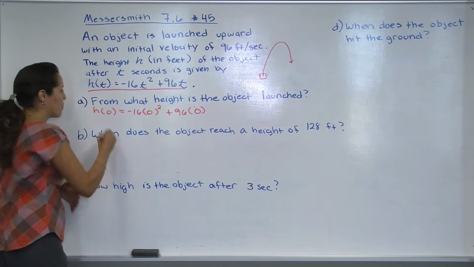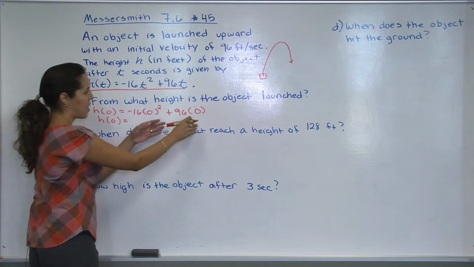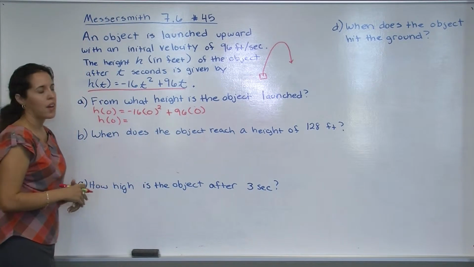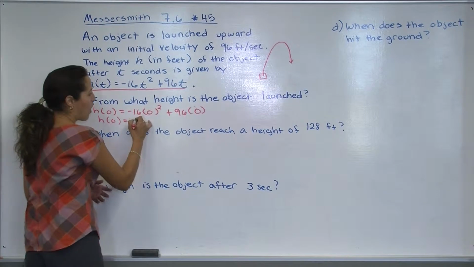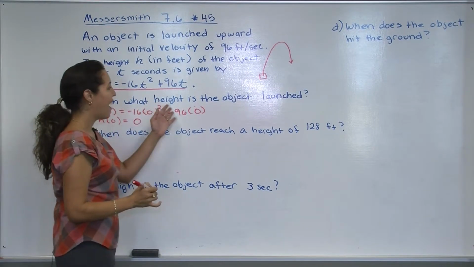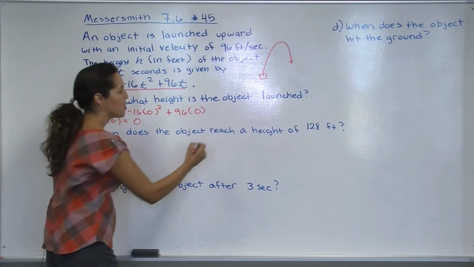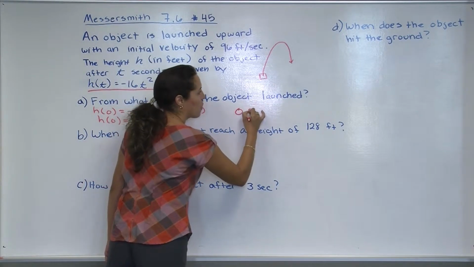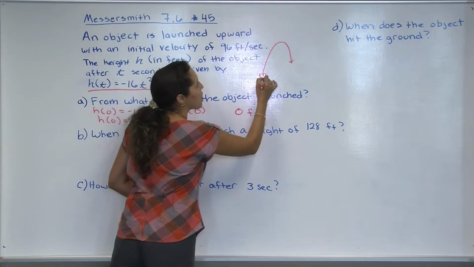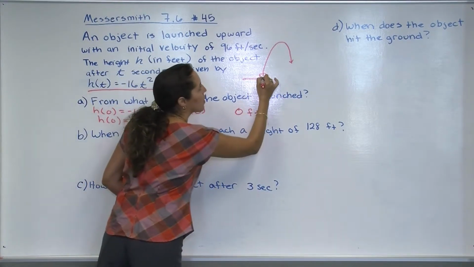And then we solve. And you'll easily see that h of 0, once you simplify this side over here, well, these two terms are both being multiplied by 0. Therefore, h of 0 is 0. What does that mean? That is the height from which the object is actually launched. So you can put your answer as 0 feet. Okay, so it starts literally from 0 feet. So let's just say from the ground right here.